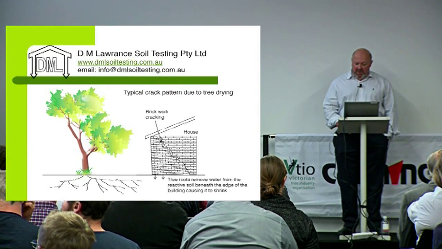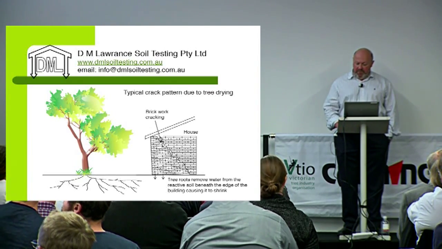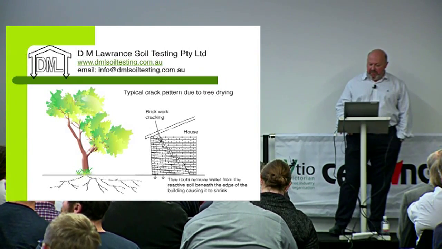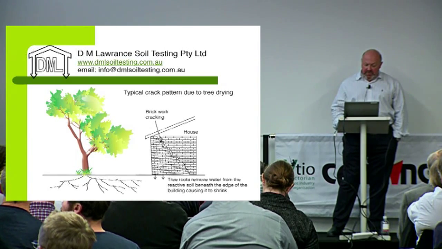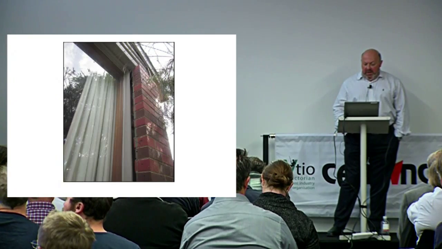This is a typical crack pattern that we see from a tree drying point of view. You tend to get a diagonal pattern of cracking up and towards where the drying is occurring. The clay on the outside of the footing system is shrinking relative to the clay underneath the inner part and causes that subsidence to occur.